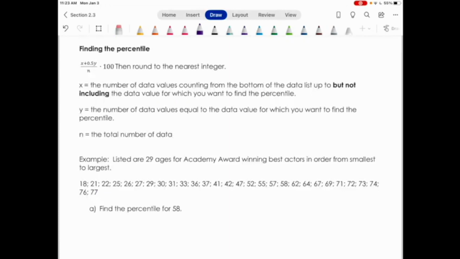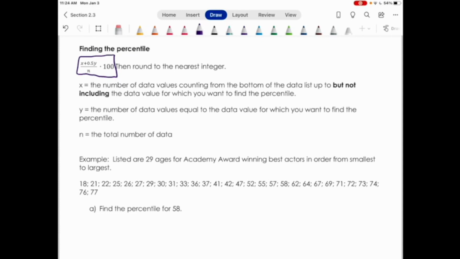So in the next couple of examples, we're going to work backwards. We're going to find the percentile if we're given the data value. In the previous examples, we were told the percentage and we wanted to find that data value. Now we're doing it in reverse. We want to find the percentage given the data value. So here's the formula that we want to use for that, and then you always round to the nearest integer.